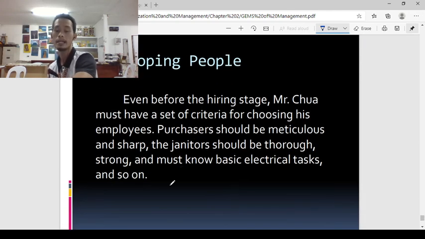Even before the hiring stage, Mr. Chua must have a set of criteria for choosing his employees. Purchasers should be meticulous and sharp. The janitor should be thorough, strong, and must know basic electrical tasks and so on. So, it's also good nga mag-hire ka og multifaceted individual or multi-talented individual. Like hire kang janitor, at the same time kanang janitor is kabalo pud og basic electrical tasks, di ba? To save money.